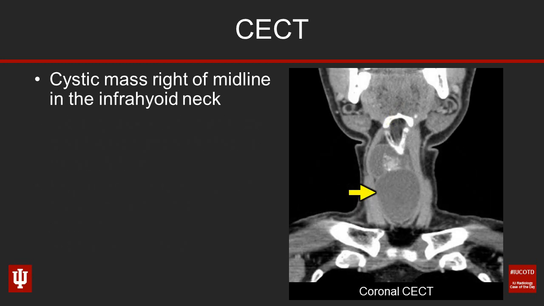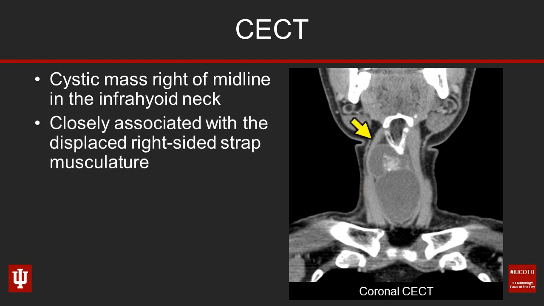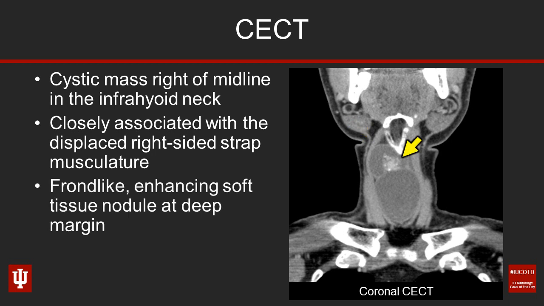Take one more look, this time in the coronal plane on the contrast enhanced CT. And again, we see the cystic mass sitting more or less to the right of midline. And you can see it's closely associated with the right strap musculature, which has been displaced, denoted here by this yellow arrow. And again, we see that frond-like enhancing soft tissue nodule that sits at the deep margin of it. And if you look carefully, again, we see areas of stippled calcification.